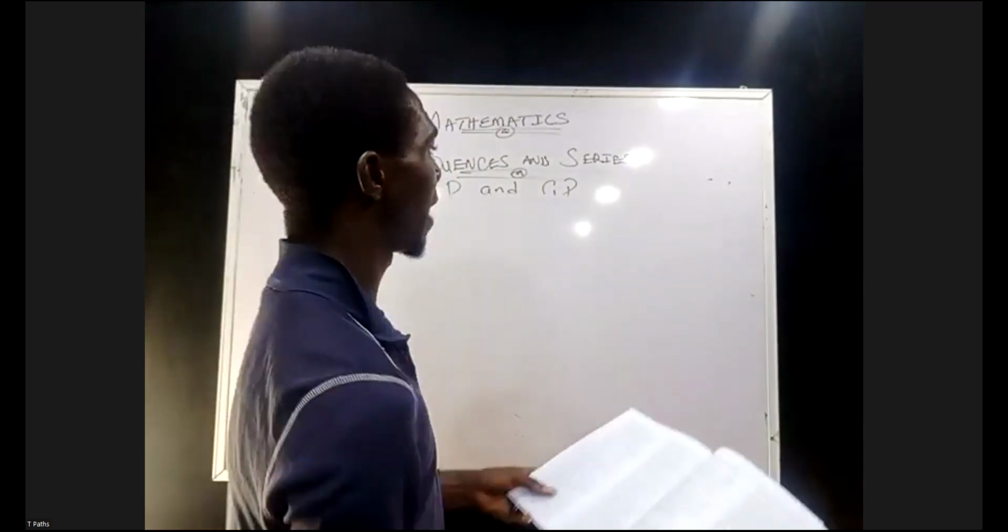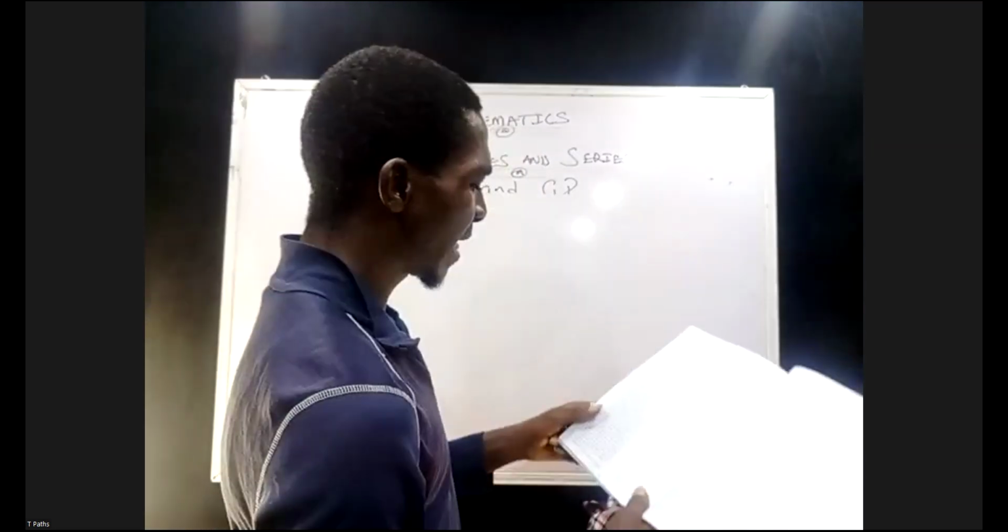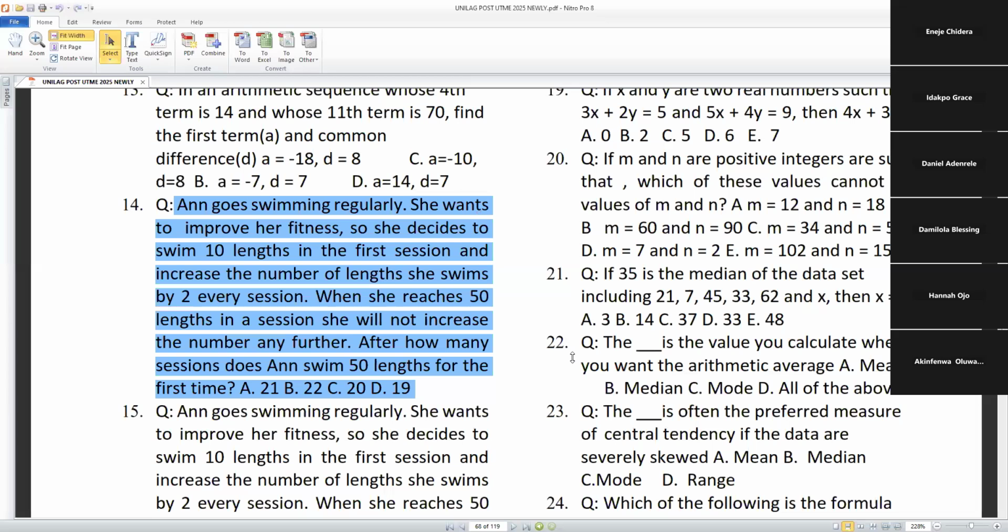All right, so let's break down the question together. It says, Anne goes swimming regularly. She wants to improve her fitness, so she decides to swim 10 lengths in the first session. Remember, 10 lengths in the first session. The word first session can also be defined as first time. Is that clear, class? Yes, sir.